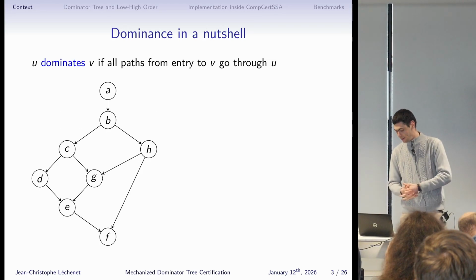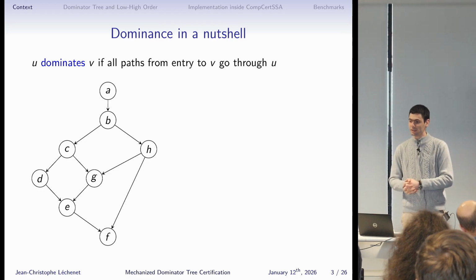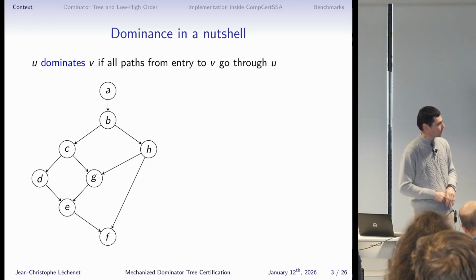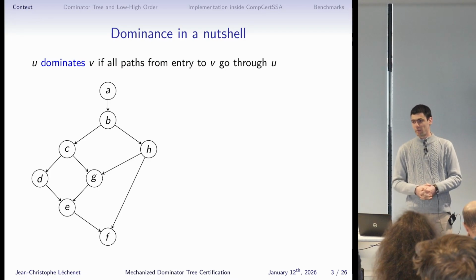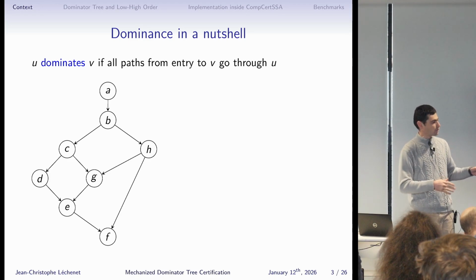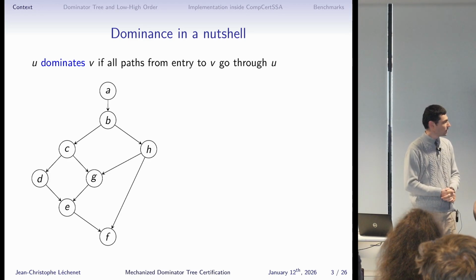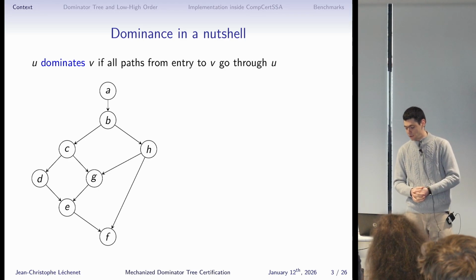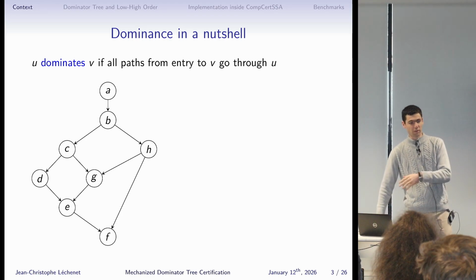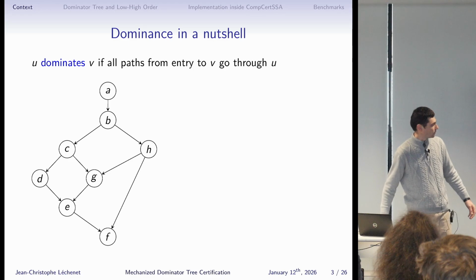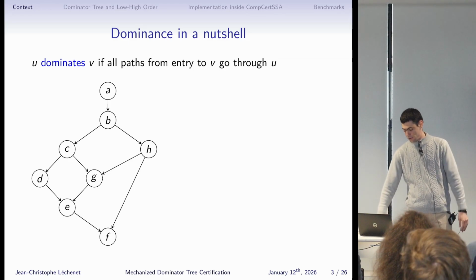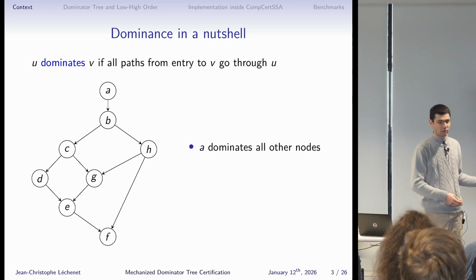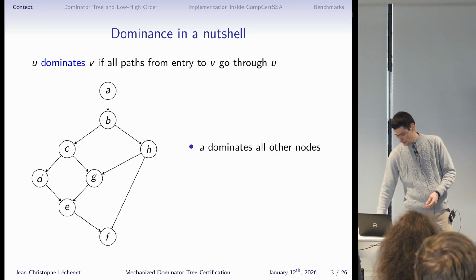So as a quick reminder of what dominance is: it's a graph theoretic notion, and in our context the graph is a control flow graph. It's a CFG. It has a specific entry node, and we say that a node U dominates a node V if all paths from the entry to V go through U. So here is a simple CFG example. We can note a few things. For instance, the entry node A dominates all the other nodes by definition.